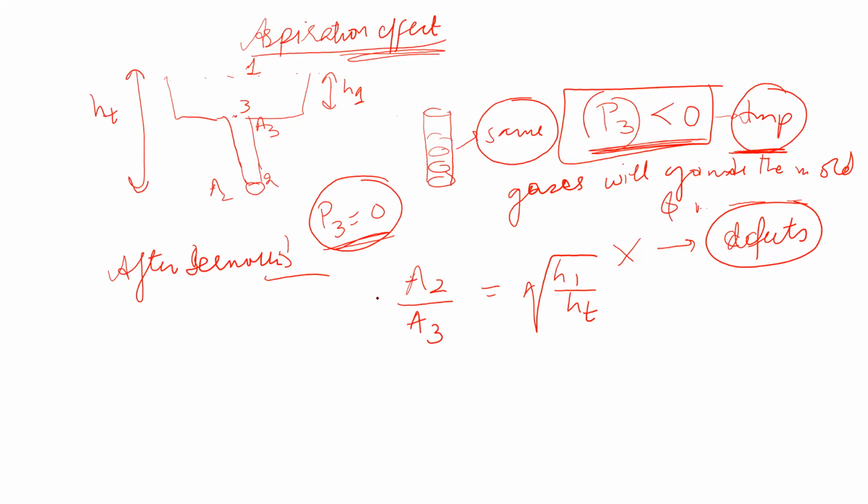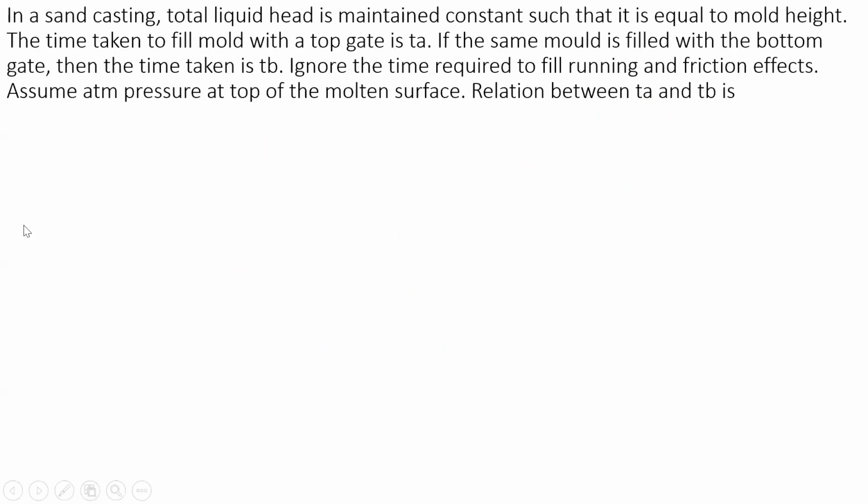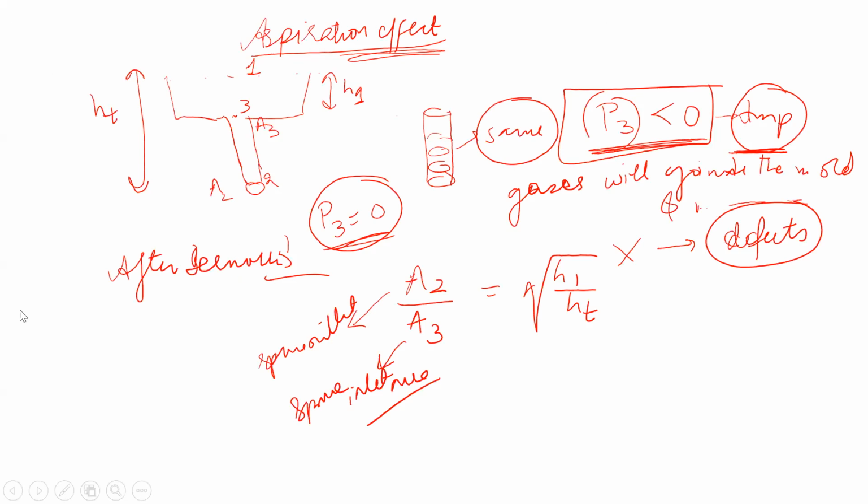So what is A2 here? A2 is the sprue outlet area and A3 is the sprue inlet area. Okay, so which is greater? Can you tell me which is greater, A2 or A3? Can anybody tell me? If anybody knows, Akshay. A3. You are saying A3 is greater than A2. Just wait. Are you saying A2 is greater or A3?